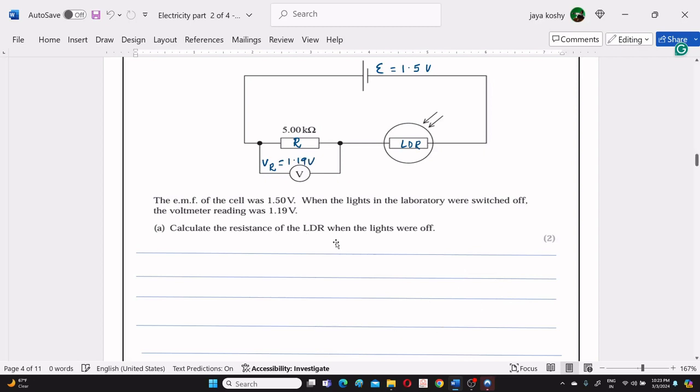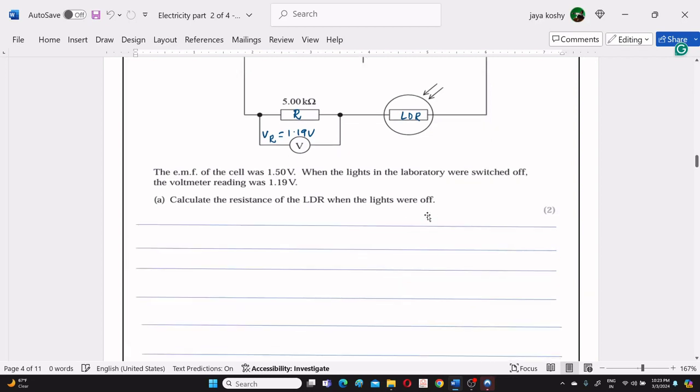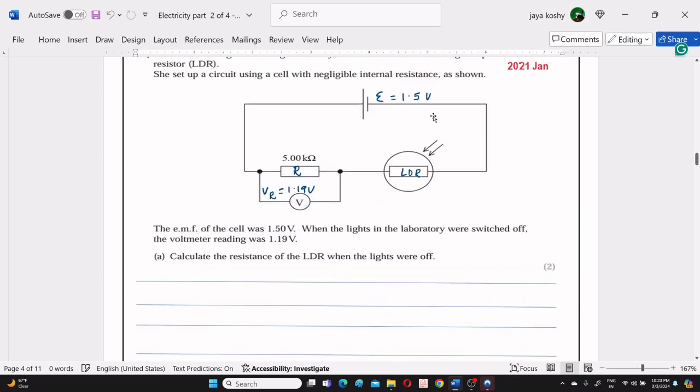Calculate the resistance of the LDR when the lights were off. That is, no light on the LDR. That is the meaning. So the EMF is provided, the voltage across the resistor is provided. From this, what we can calculate is the voltage across the LDR, because this is a series circuit. In a series circuit, the supplied voltage is shared among the components.